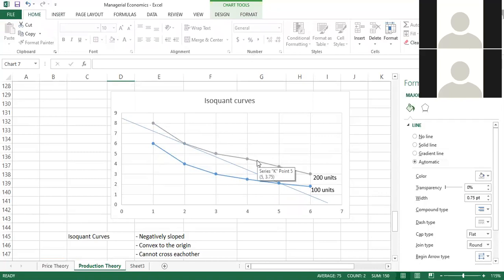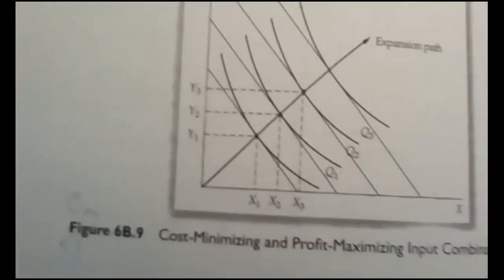From that we can identify the direction of increasing output, which is known as the expansion path. In your study text, on page number 232, you can see this graph. Now on the screen you can see this graph. This is called the expansion path, which shows what happens if the firm's ability to spend for the factors increases.